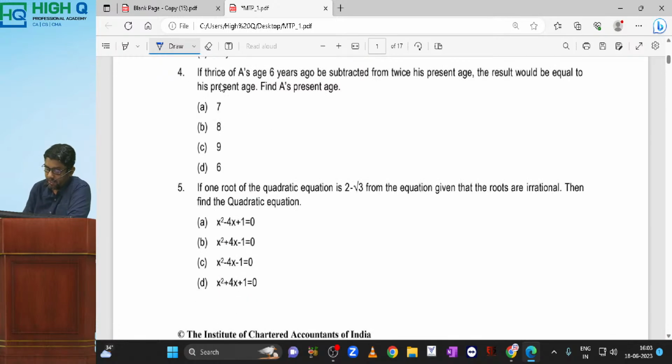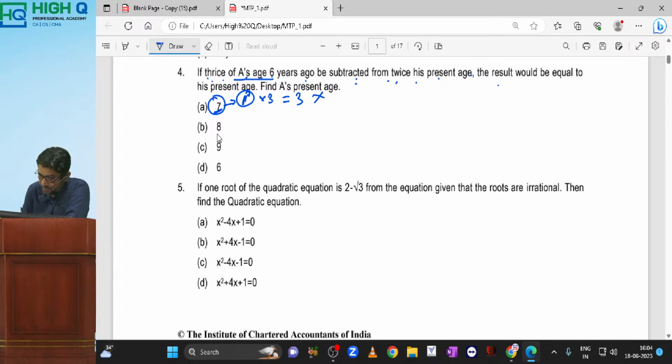Next. If thrice of A's age 6 years ago be subtracted from twice his present age, the result would be equal to his present age. Find the age. This is the question, my dear. Now look at this. For example, option A. Thrice A's age 6 years ago. So for example, the age is 7. 6 years ago the age is going to be 1. Subtracted. See, thrice the age, so that means it will be multiplied by 3. Subtracted from twice the age. Leave it. Not possible.